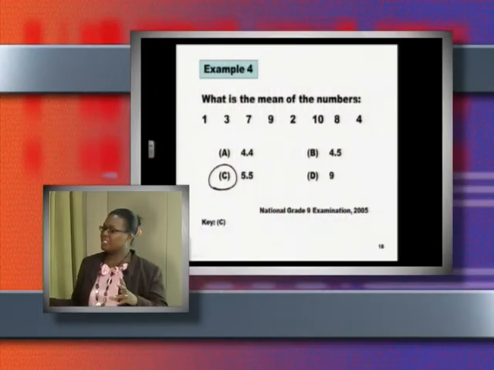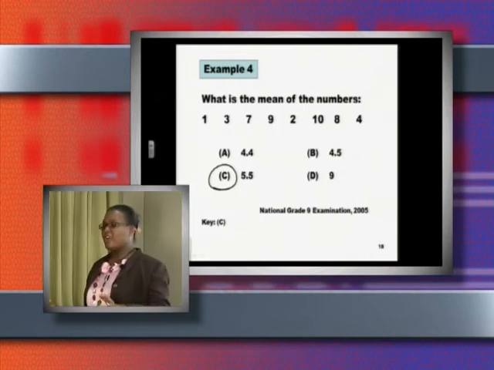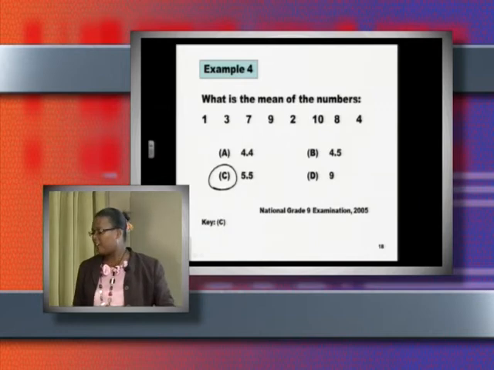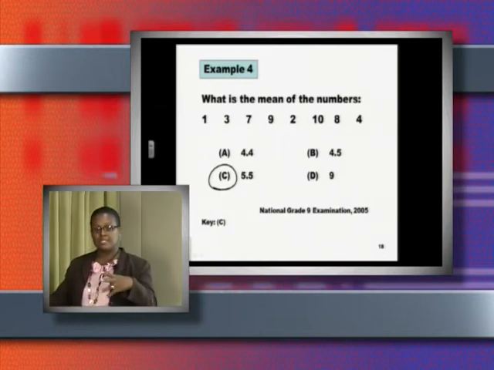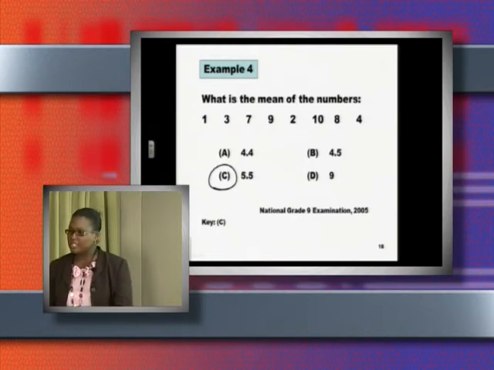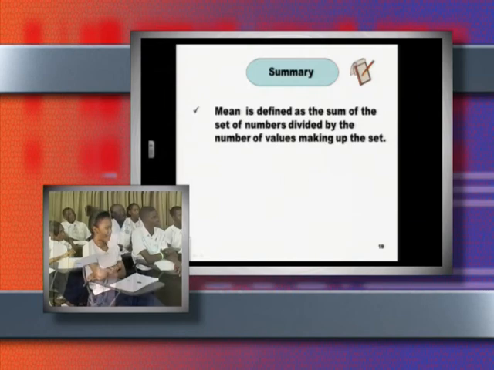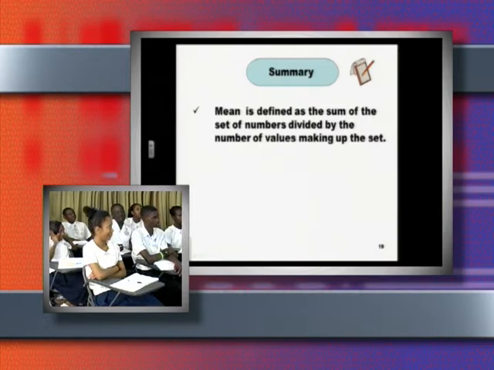We also found out that the frequency table was a useful strategy for finding the mean in a short space of time. Now let us summarize what we learned in this lesson. What is the mean defined as? Mean is defined as the sum of the set of numbers divided by the number of values making up the set. Very good, Stefan. At least I know you can read and you understand what you read, didn't you?